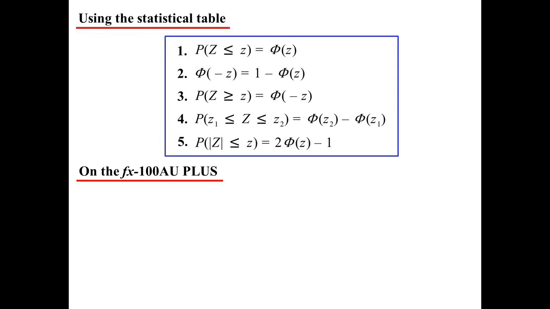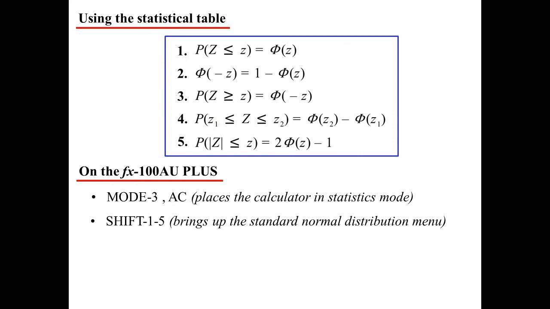Now, if you happen to have a 100 AU, then you're in luck. If you don't, enjoy looking up the tables. Now, 100 AU. Mode 3. Got your calculators? Get them out. Mode 3, AC, so all clear, but that will put the calculator in statistics mode. On some calculators it says SAC, statistics all clear. Shift 1, 5. That will bring up the standard normal distribution menu.